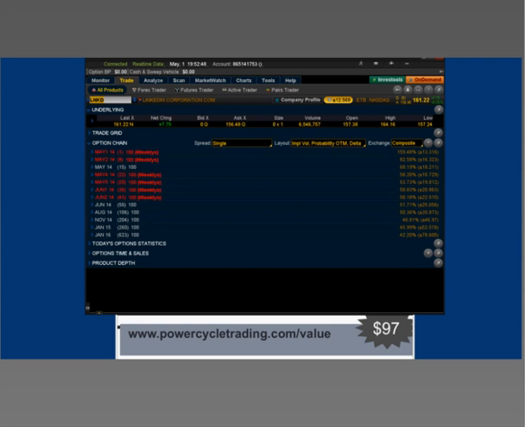So the basic thing is, selling premium is one way, but the other side of this is looking for that directional big pop up or down. That's the other type of trade setup that I really like.